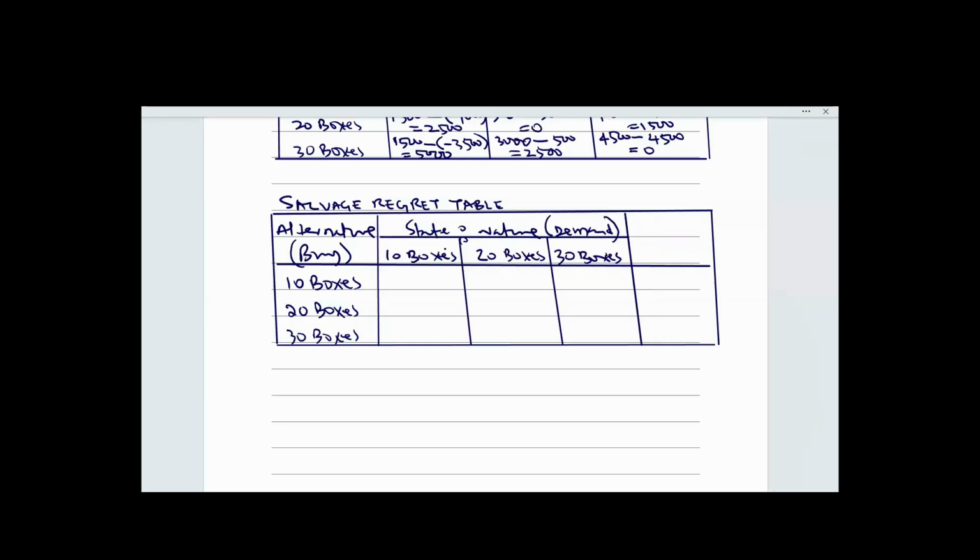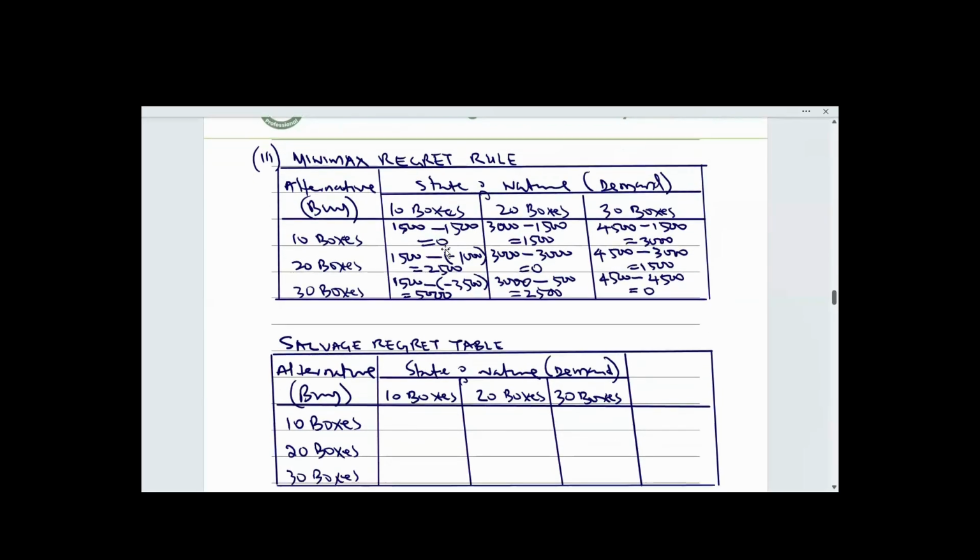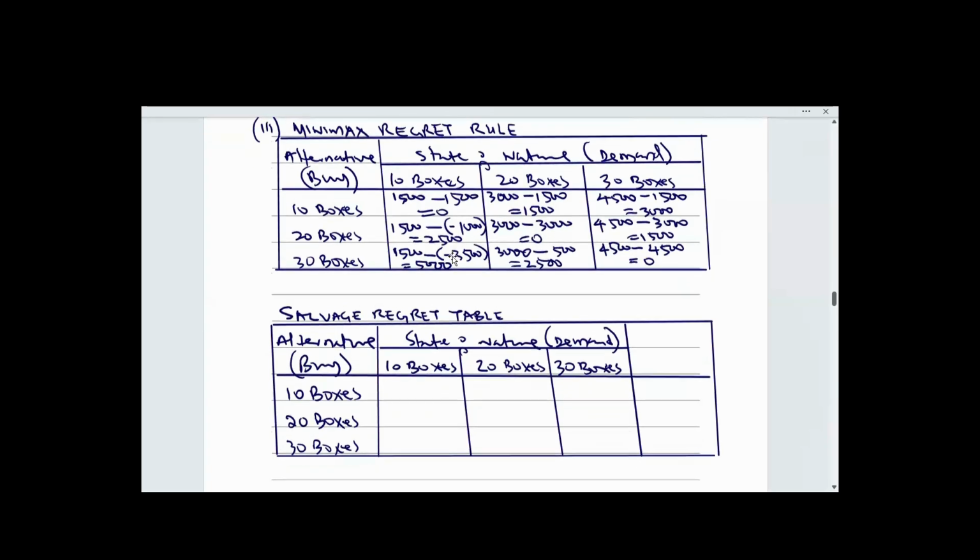So we then put the results, the result of step 2, in the Savage regret table. Based on our calculation, the first column is 0, 2,500, and then 5,000. The second column is 1,500, 0, 2,500. The third column, 3,000, 1,500, zero. Sorry, that should be 0.